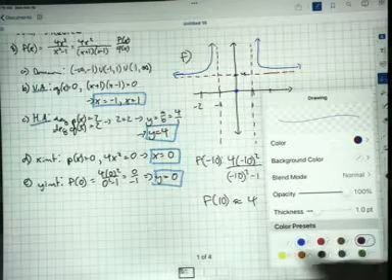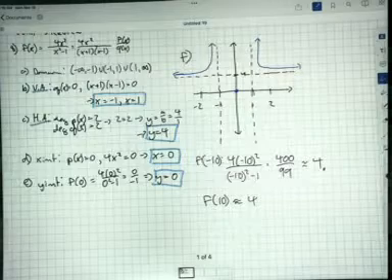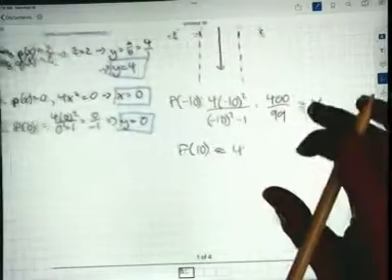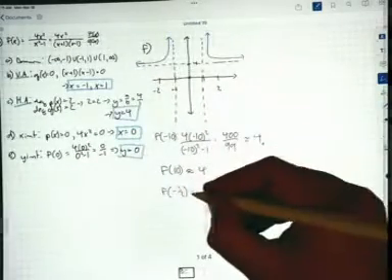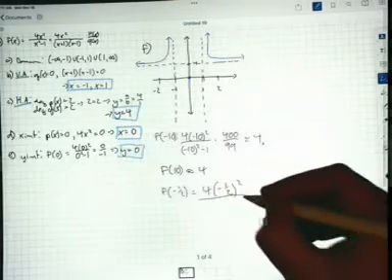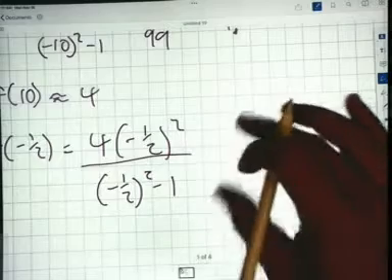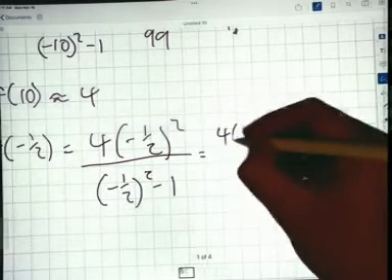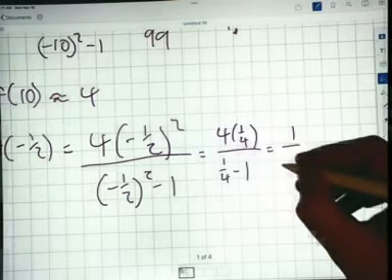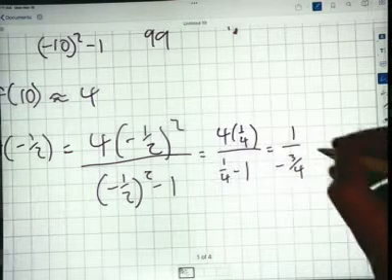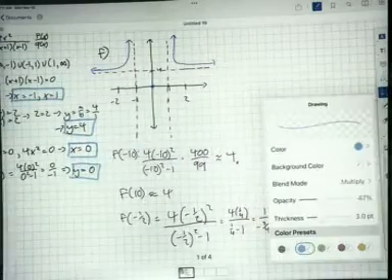So again, let's pick some values to plug in. Maybe I don't need my calculator. Let's see if we can do this without it. f at negative 1/2. So that's going to be 4 times negative 1/2 squared over negative 1/2 squared minus 1. So 1/2 times 1/2 is a fourth. So we have 4 times a fourth over a fourth minus 1. So that's 1 over negative 3/4, which is negative. Oh, so since it's negative, that means it exists below the x-axis.